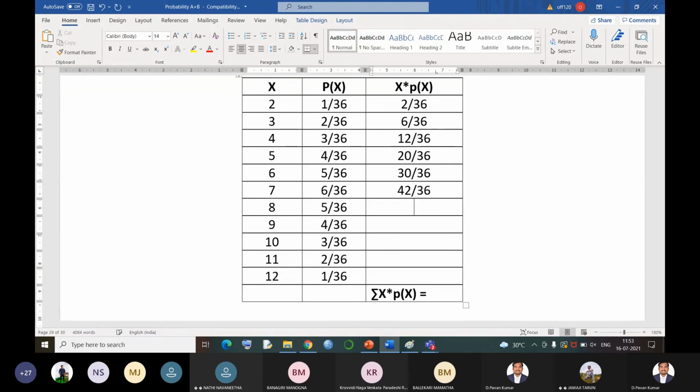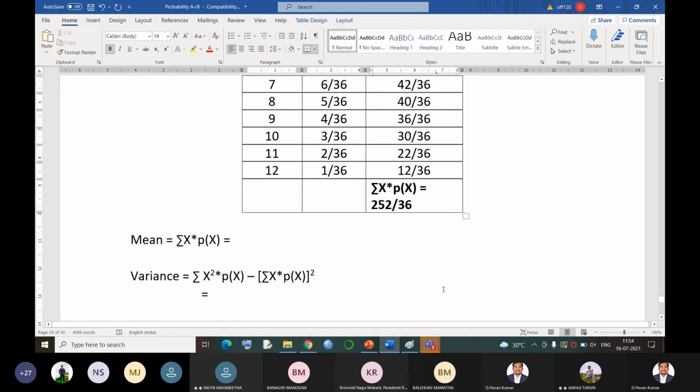Next value is 6 sevens are 42 divided by 36. Next, 5 eights are 40 by 36. Next, 4 nines are 36 by 36. Next, 10 into 3, 30 divided by 36. 11 into 2, 22 divided by 36. And the last one is 12 ones are 12 divided by 36. So finally, by adding all the numerator values, we get the answer as 252 divided by 36.